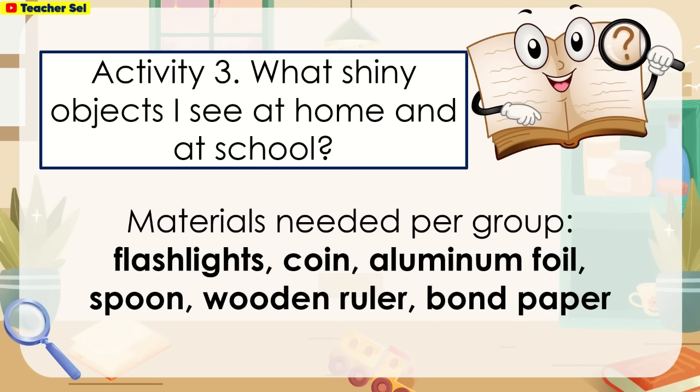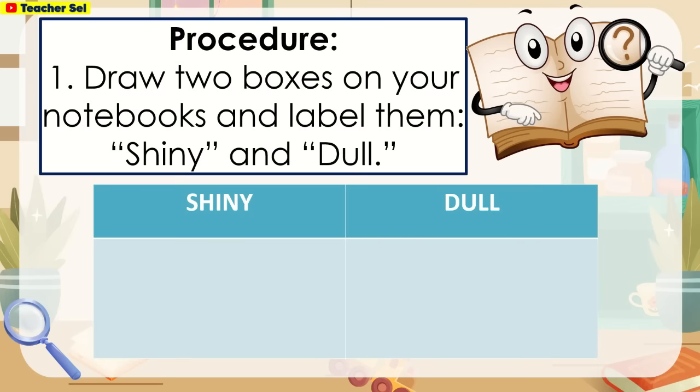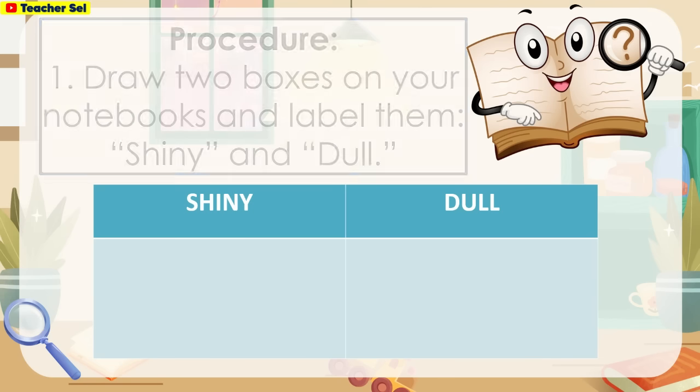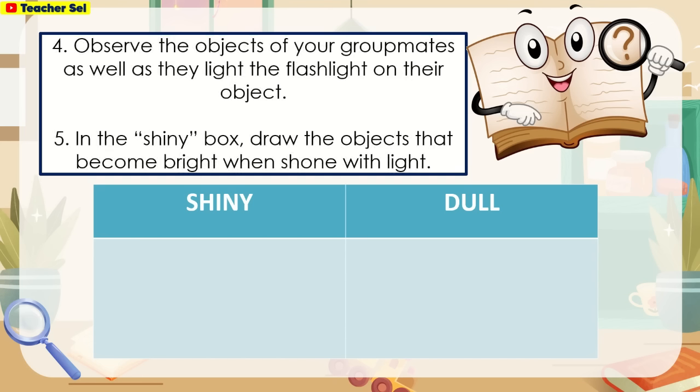Activity 3. What shiny objects I see at home and at school. Materials needed per group: flashlights, coin, aluminum foil, spoon, wooden ruler, band paper. For the procedure, draw 2 boxes on your notebooks and label them shiny and dull. Pick one object from the given objects. Shine a flashlight on your object and observe if it becomes bright or not. Observe the objects of your groupmates as well as they light the flashlight on their object. In the shiny box, draw the objects that become bright when shown with light.